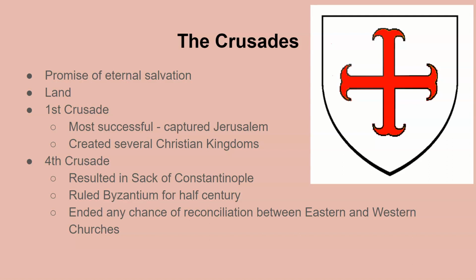The fourth crusade is really the one that takes place during this time frame. It results in the sack of Constantinople. Basically it's an argument over pay, and the Crusaders decide to take the money from the Byzantines, and then they stay and rule Byzantium for the better part of half a century, and this really ends any chance of reconciliation between the Eastern and Western churches.